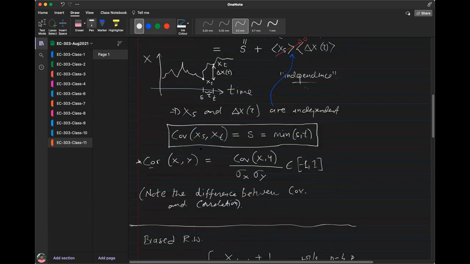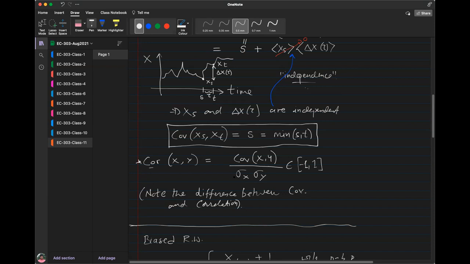We found that if you take this x_t x_s, it's basically the smaller of the two that will have the value. That value will be the covariance, but the correlation, as I told you, I did not calculate. You should calculate it on your own and then see how that depends on the time interval.